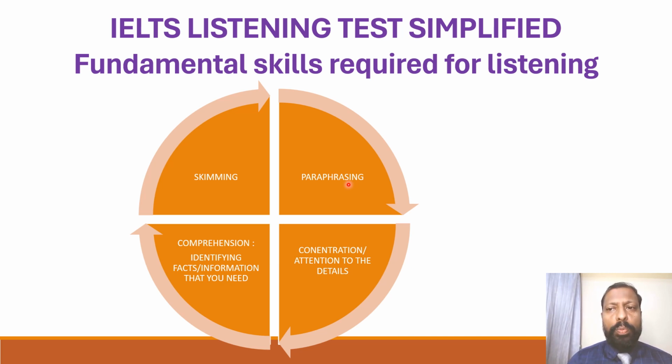Especially this works perfectly in part 4. Part 4 is a long narration in an academic context, with a lecturer narrating things, and the lecturing would normally be lengthy. So you need to keep your eyes on the questions and the available information in that part, with complete focus. That would really help you to score all answers, 31 to 40, all 10 questions correctly. So these are the fundamental skills that you need: skimming, comprehension, paraphrasing, and concentration or attention to detail.